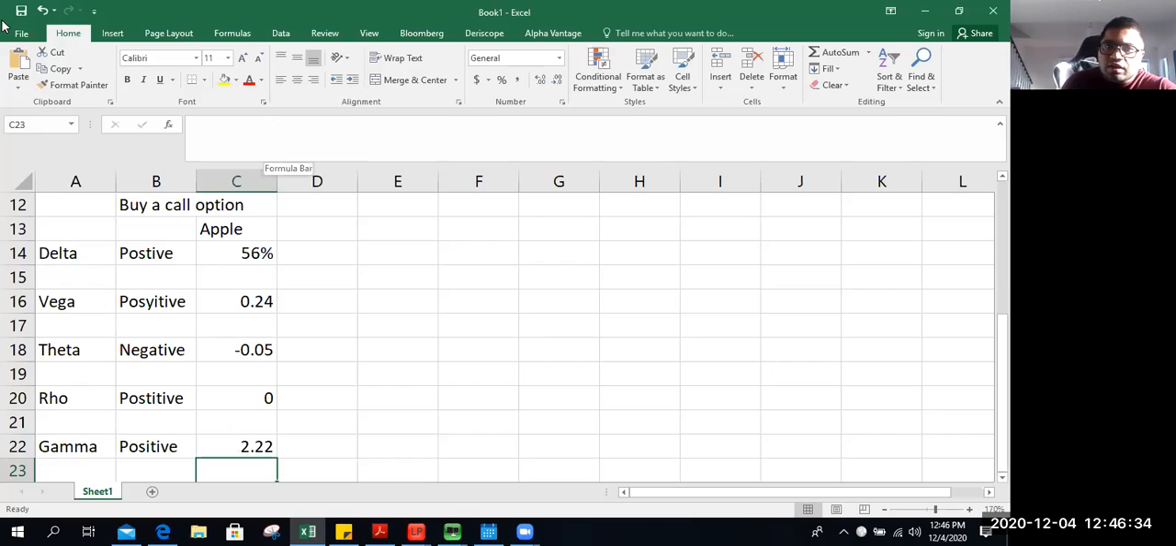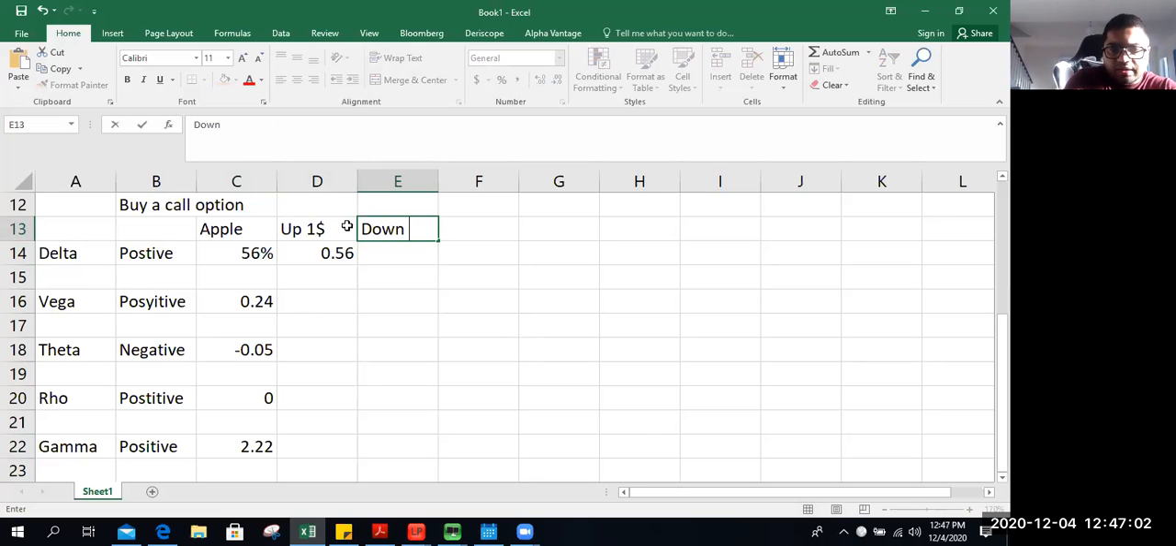So how do you interpret these figures? Delta is 56%. What does that mean? If Apple stock moves up $1, okay, if it moves up $1, this option is going to move up 56 cents. If Apple moves down $1, this one will go down by 56 cents. So sensitivity of this option is 56%.